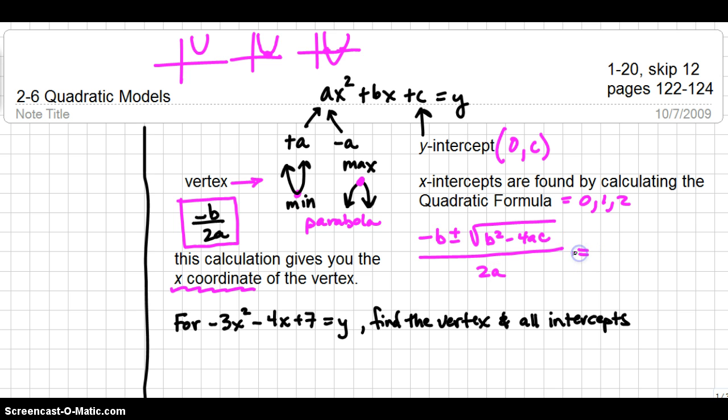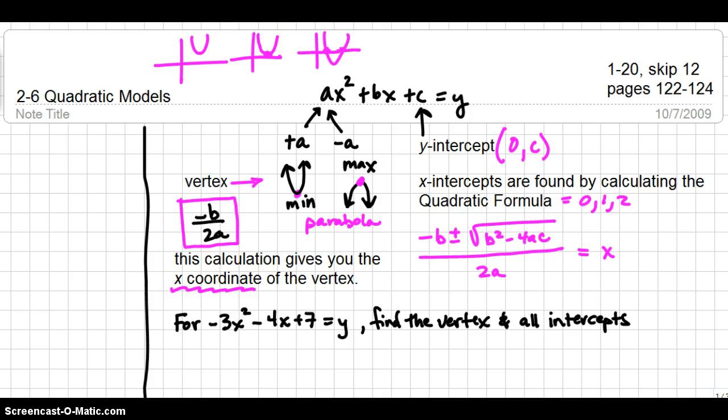Remember that when you calculate this, you're actually doing it twice, once with a plus, once with a minus, so potentially you could get two answers for the x-intercepts. If you get one answer, basically what's going to happen there is the two answers are identical to each other. And if you get no answer, that's because when you're doing your square root, you might get a negative underneath, and we can't do the square root of a negative number. So it is possible to get either 0, 1, or 2 answers.